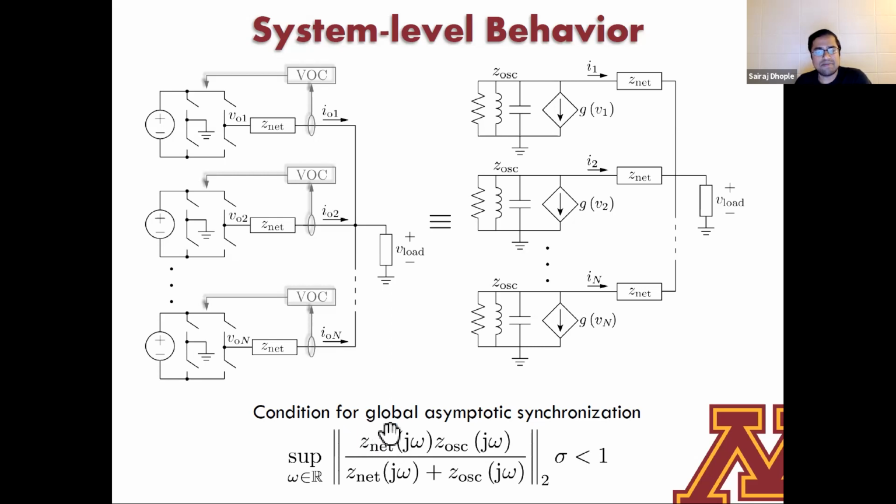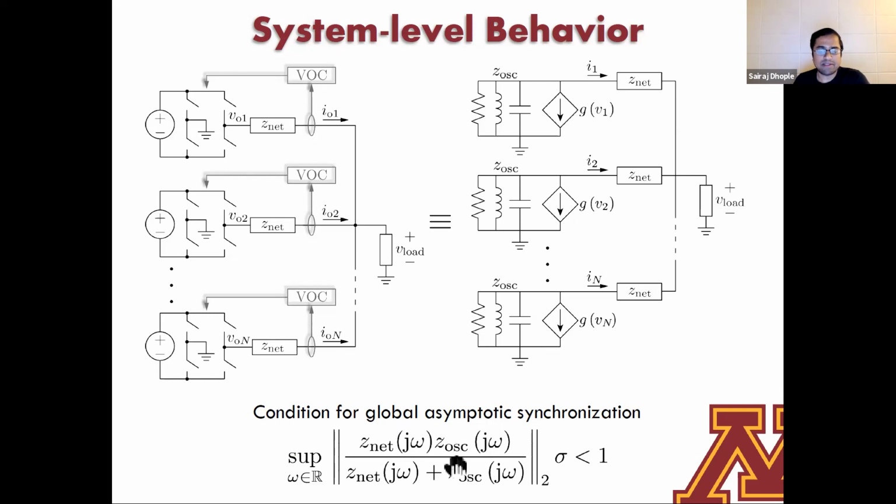That's this term Z net, and I'm assuming everything is universally symmetric and all impedances are uniform, to set a baseline characterization here. And then we have this oscillator impedance. This is just the RLC impedance for my individual oscillator, and you will immediately recognize that this is the parallel connection of these two impedances that shows up.